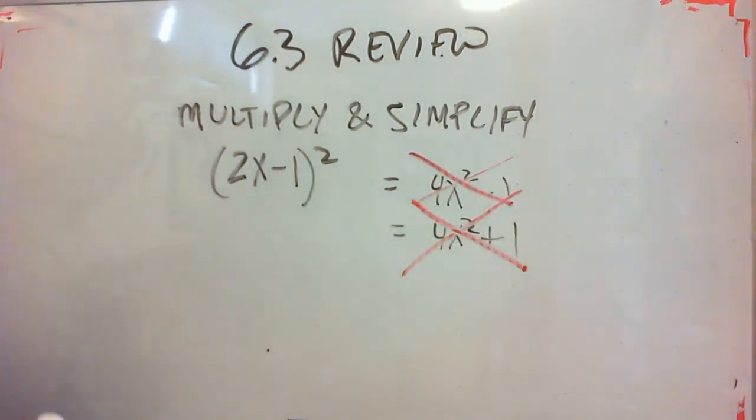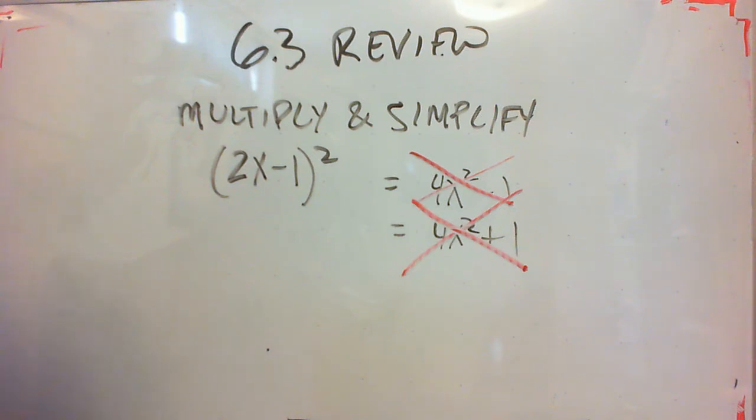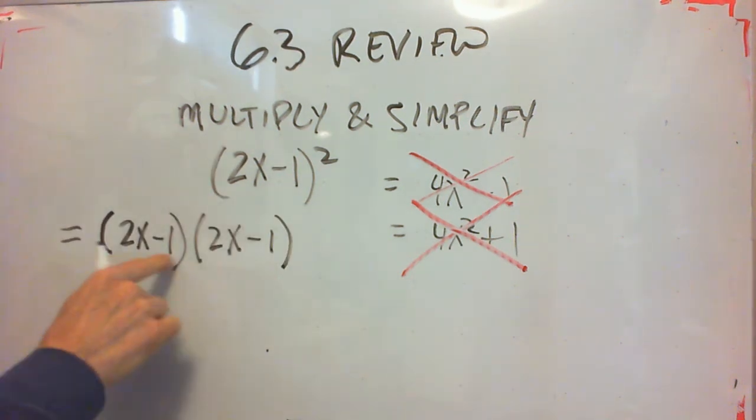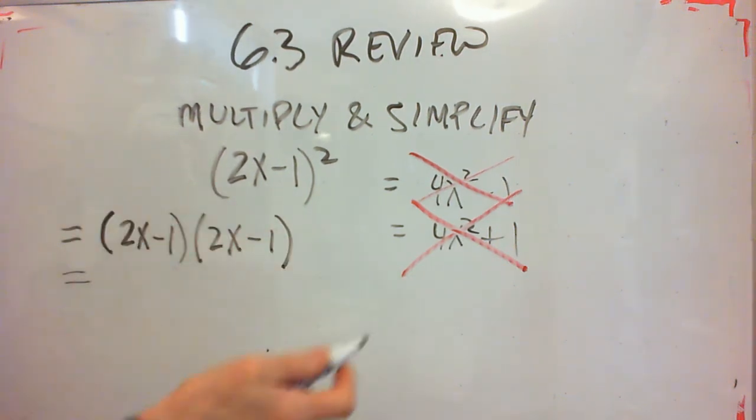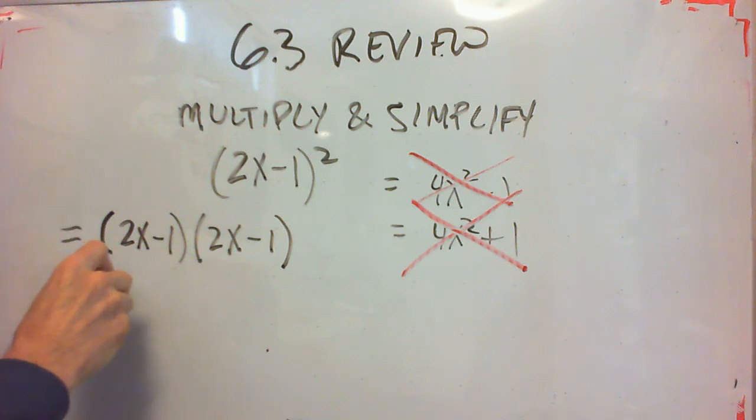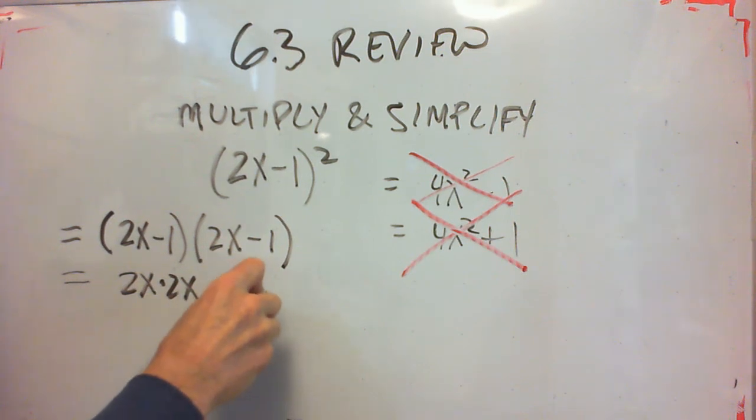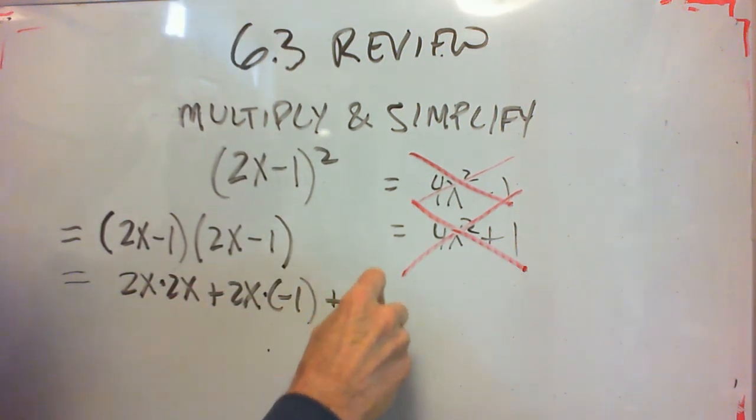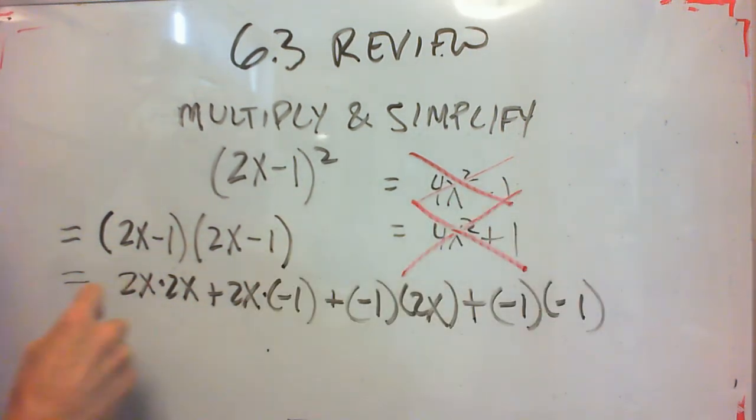They're both wrong. If you made that mistake, don't feel bad. Virtually everyone in the world has made that mistake at some point learning algebra. It's common. Even calc students do that. The problem here is we're squaring the whole quantity. So what we have is 2x minus 1 times the quantity 2x minus 1. So we FOIL that out, or multiply it all out. 2x times 2x plus 2x times negative 1 plus negative 1 times 2x plus negative 1 times negative 1.